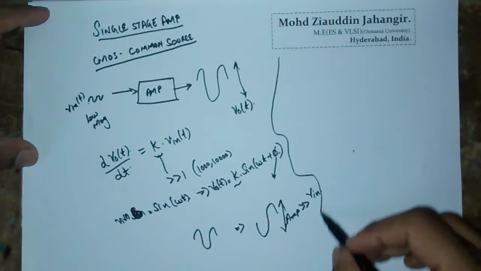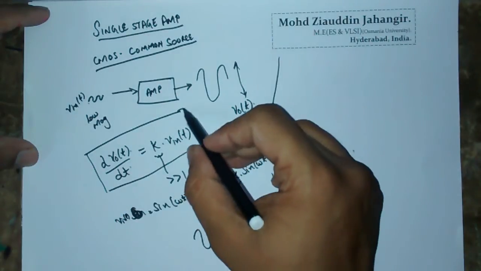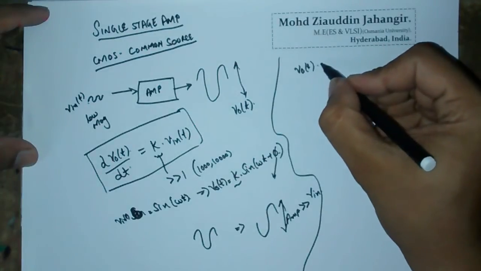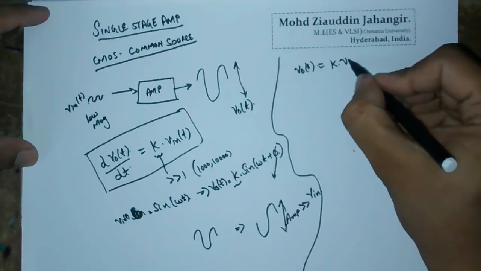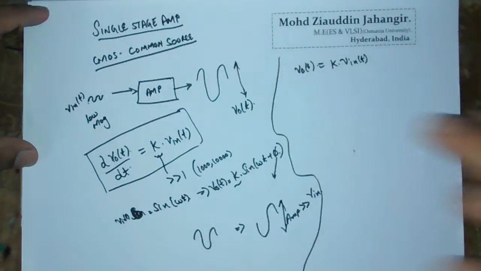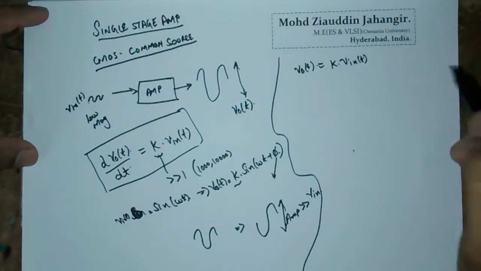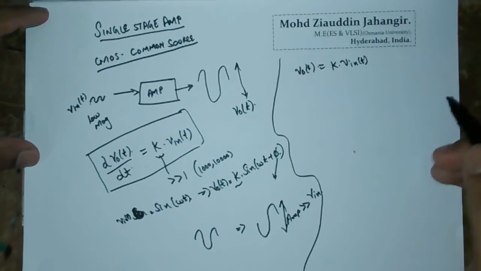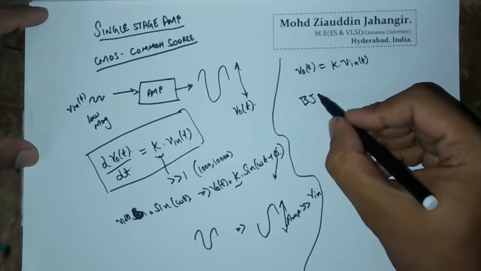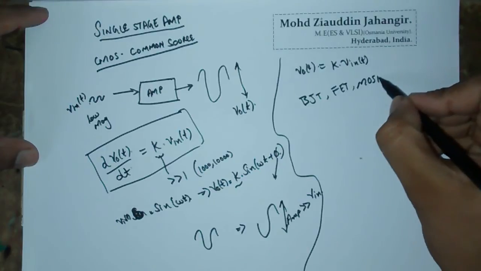So mathematically, as I have already said, an amplifier can be represented by this linear equation: V naught of t should be equal to some constant k into Vin of t. This is the mathematical model of your ideal amplifier. Now, how are we going to implement this amplifier? We are going to generally implement it by using active devices like BJTs, FETs, MOSFETs, etc.